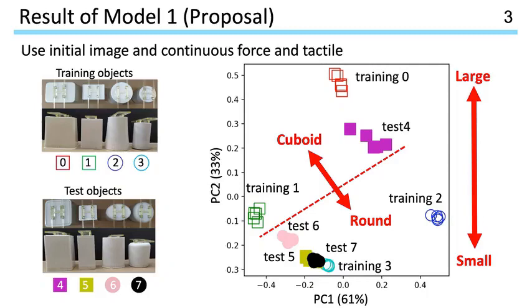This is a result of principal component analysis of the internal space of the model calculated with the image of the initial time step. Plots of each object are clustered according to the shape and the size of them. So it can be said that the robot recognized the object features with the initial image before conducting actions.